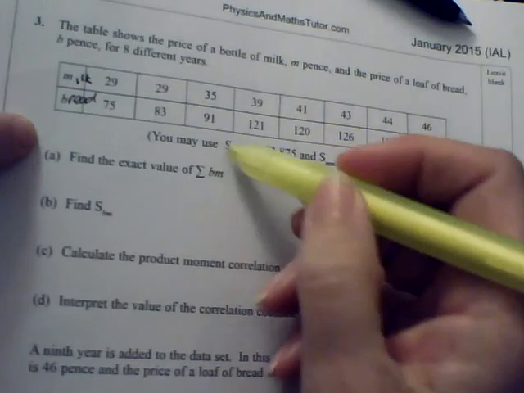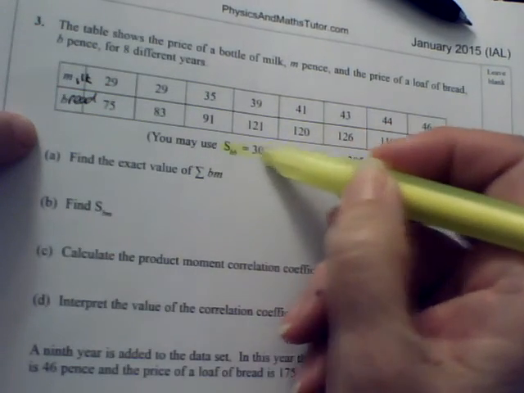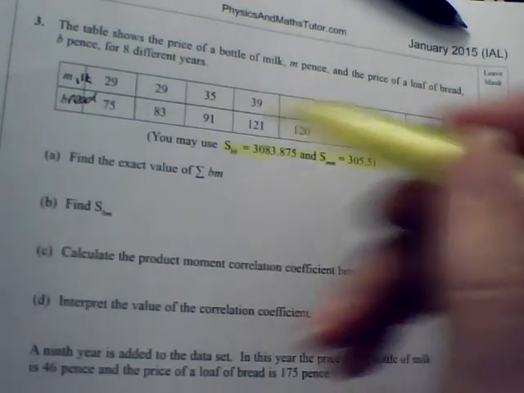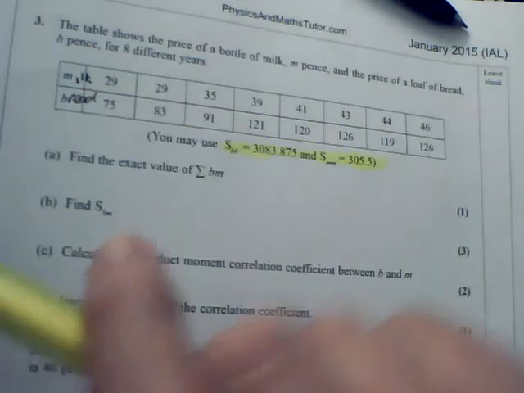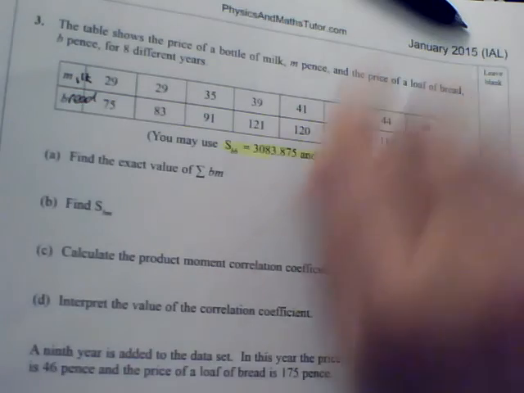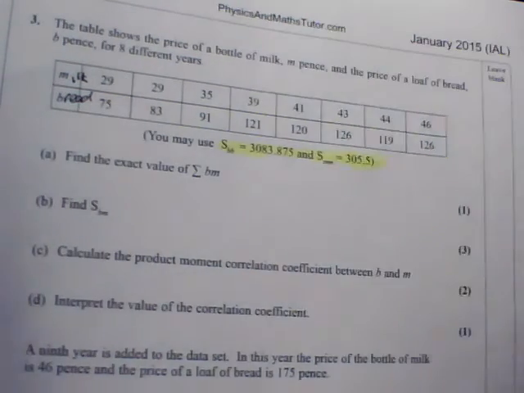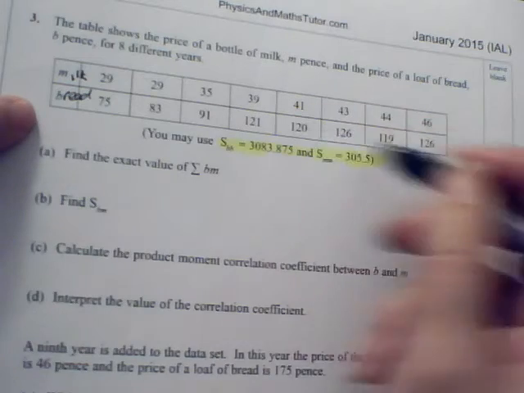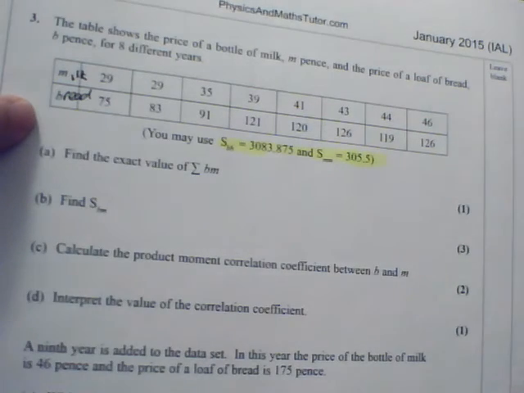So I'm just going to highlight, they're going to be the S of BB and the S of MM, and they want us to find the sum of BM. So basically we're just going to times these two together and add them all up. Okay.